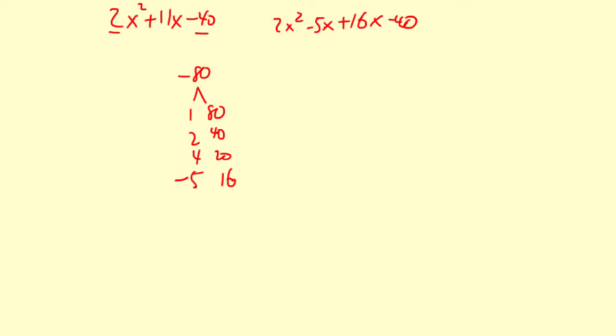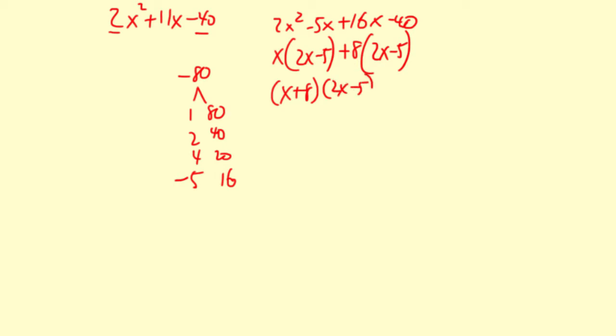So now I'm going to factor. Out of the first two terms, an x is in common, so x times 2x minus 5. Then plus. Out of the 16x minus 40, there's an 8 in common, and that leaves 2x minus 5. So then comes the grouping. The x plus 8 goes together, and then 2x minus 5. Okay, so that's an example of factor by grouping.